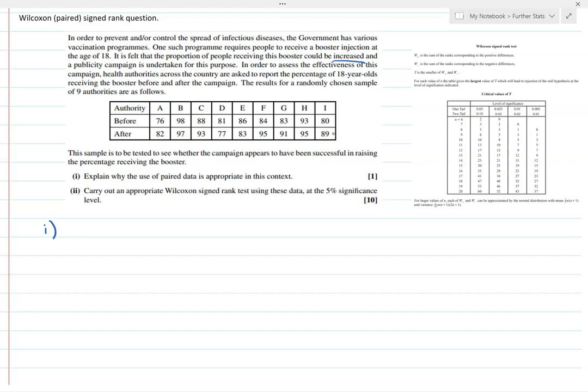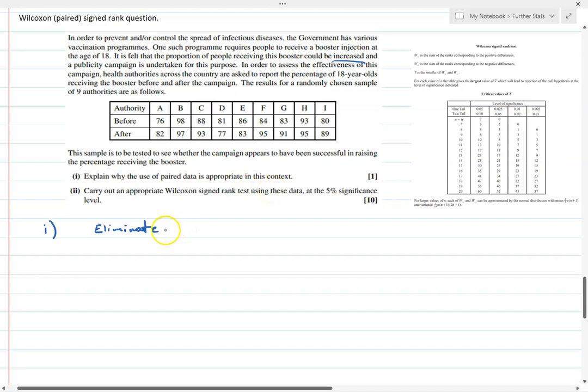And the question is, how effective is this publicity campaign? It's a paired sample because we're looking at a particular local authority, and we're looking at what's happening before and after the campaign for that local authority. So it is a better test when we can pair, because it will eliminate differences between the local authorities themselves. So that's our first question. Why a paired test in this context?